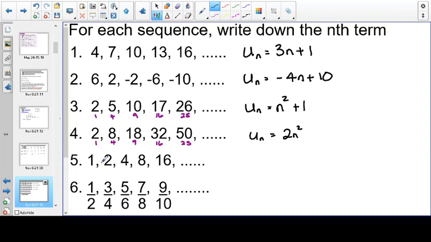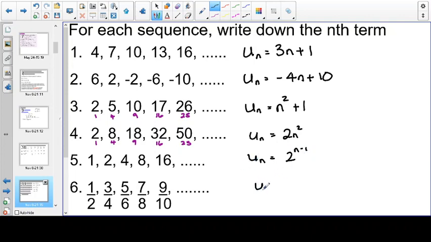This number, to get from here to here, we're timesing by 2. That's times by 2. That's times by 2. So they are basically all powers of 2. Now if I do 2 to the n, if I put 1 in that to get the first term, that would give me 2, but I don't want 2, I want 1. So I need to take 1 off that index.